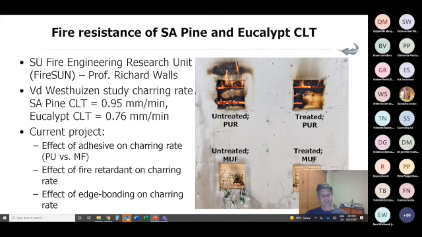study to determine the charring rate of SA Pine and eucalyptus. Currently, we also have projects on different things that you can use to improve fire behavior, for instance, which adhesives to use and whether you can treat it with fire retardant. But the important thing is the information is available for engineers to do design for fire of mass timber using South African resources.